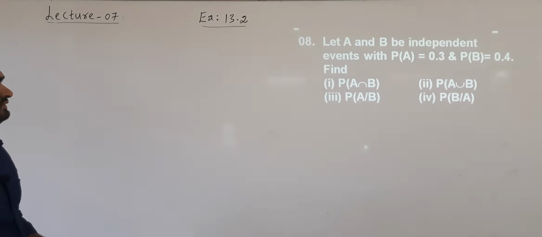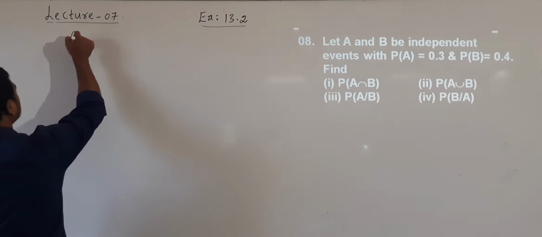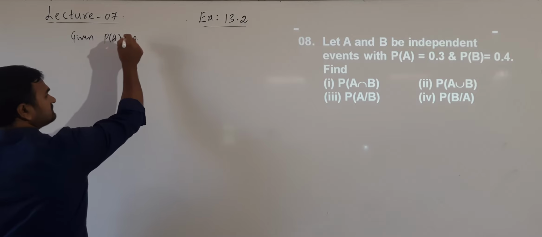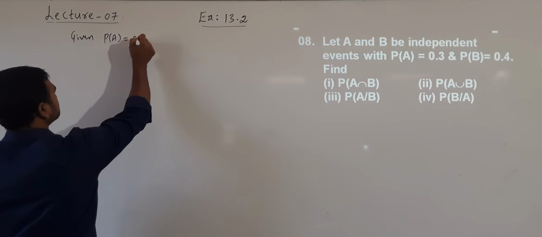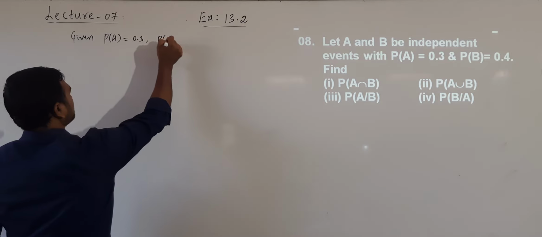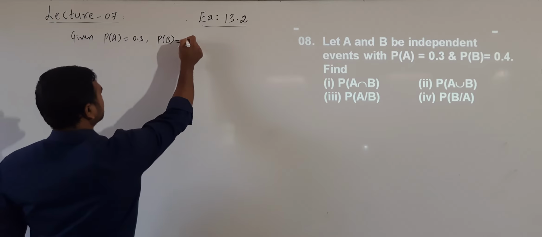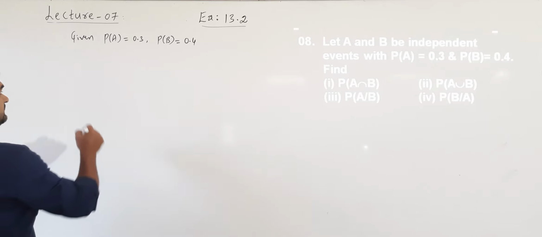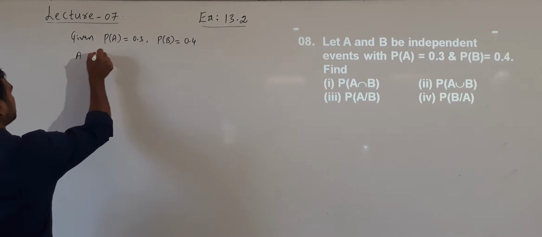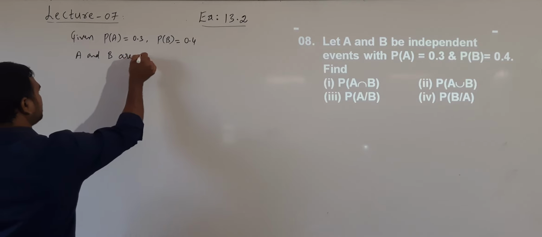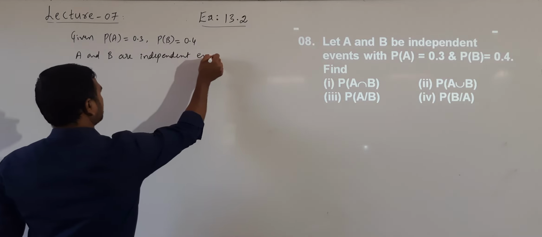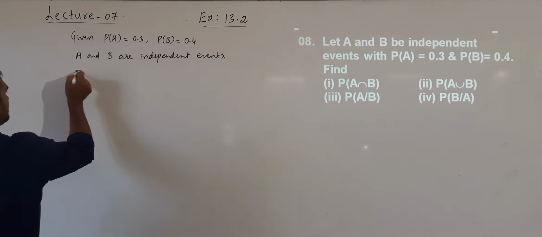So given probability of A is 0.3, probability of B is 0.4, and given that A and B are independent events, what is the condition we can write?